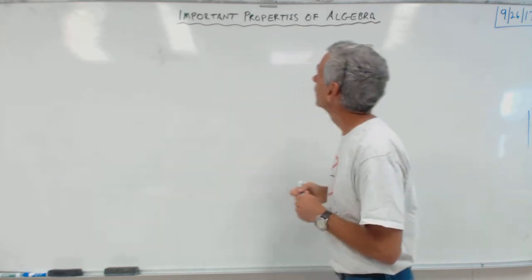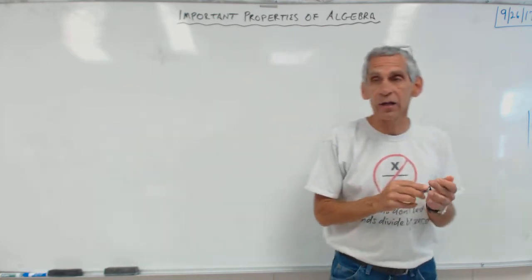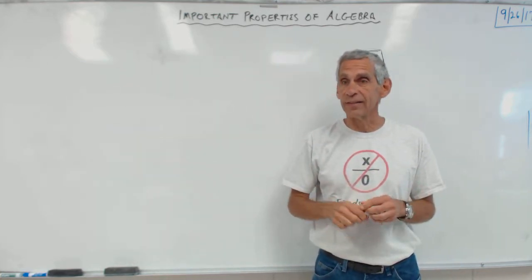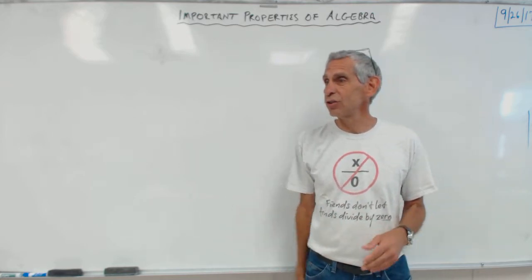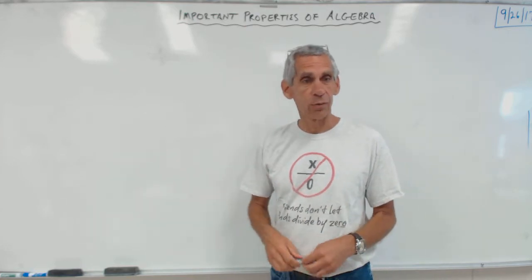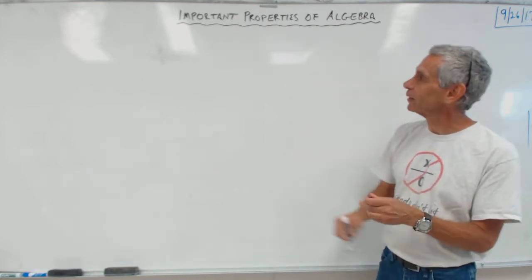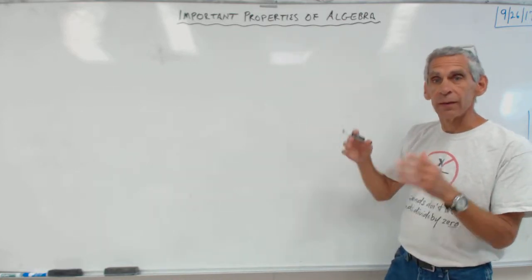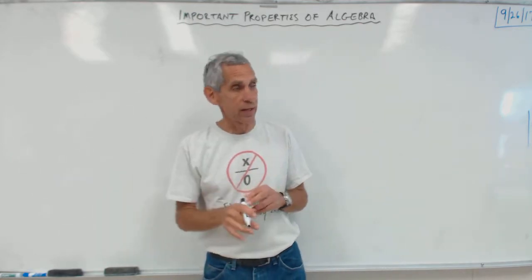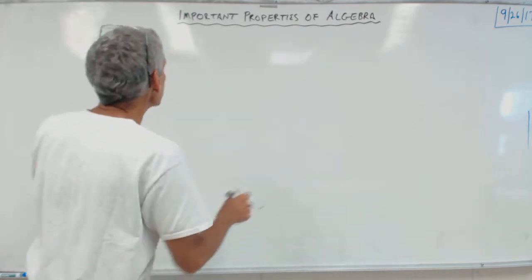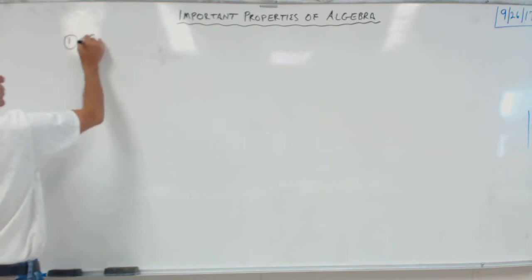So there are tons of properties of algebra, and I'm not going to go over all of them. There is a property that says x equals x, like 2 equals 2, called the reflexive property. I'm not going to go into those ridiculous ones, in my opinion, because they're so obvious. But I'm going to talk about some really important ones that you will use all the time. The first one is called the commutative property.